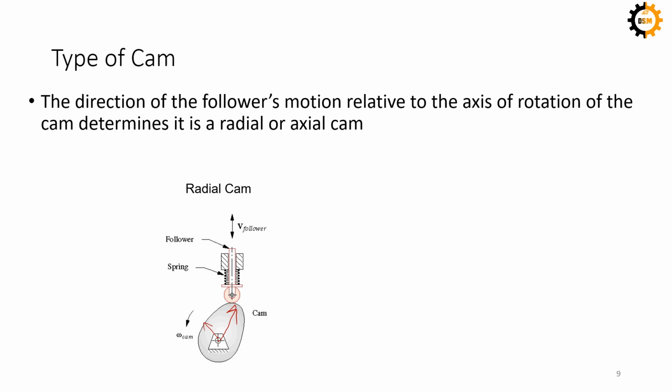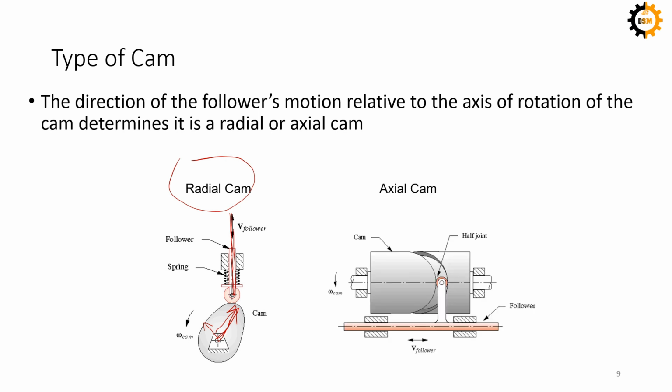Okay, so if the follower is moving in a direction which is the same as the radial direction, so this will be within the same plane. This means that it is a radial cam. So the radial follower moves along the radial direction of the cam. Okay, the second example is this one.